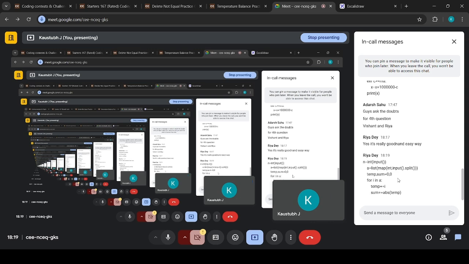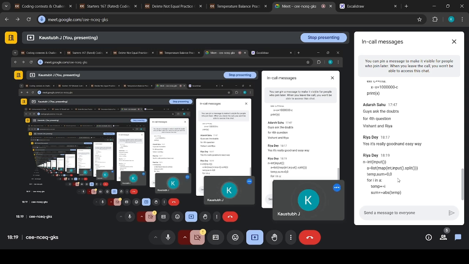Now I applied this approach after understanding the question. Yes, so it is really easy. Or else, earlier I had this sort of code. It was a long code, yes, because you can see.